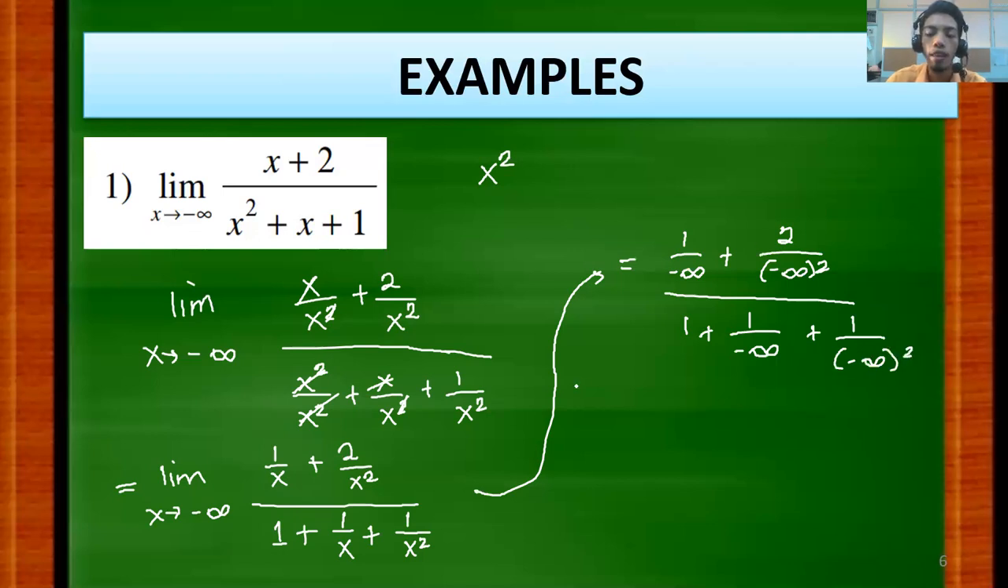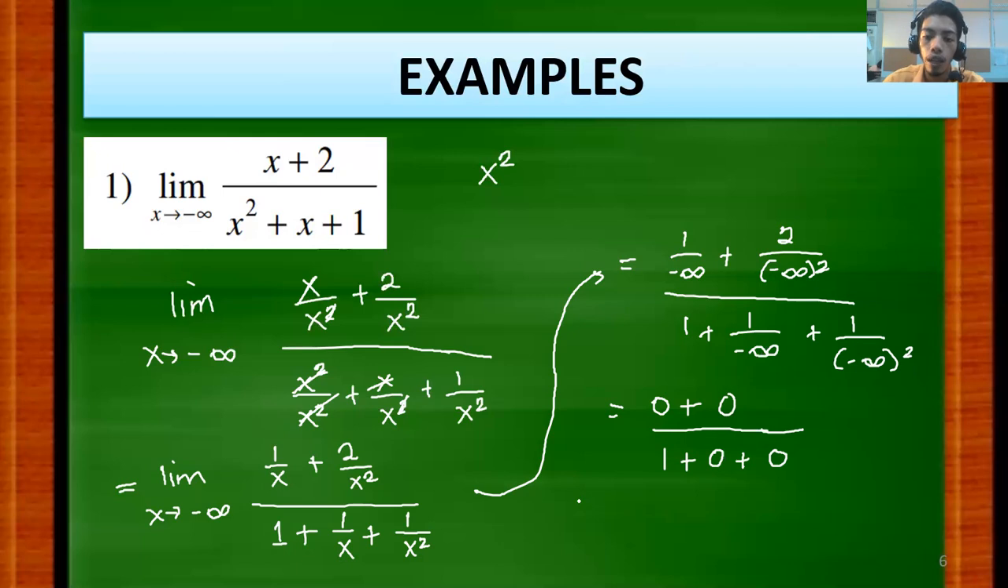Okay. So after that, ang sabi nga doon sa rule natin, lahat ng dinidivide sa infinity ay equal sa 0. So as you can see, 1 divided by negative infinity is 0. We have plus yung negative infinity squared is positive infinity, and 2 divided by positive infinity is 0. Divided by, you have 1 plus 1 over negative infinity is 0 plus you have negative infinity squared is positive infinity, and 1 divided by positive infinity is 0. Again, lahat ng dinidivide sa infinity ay 0.